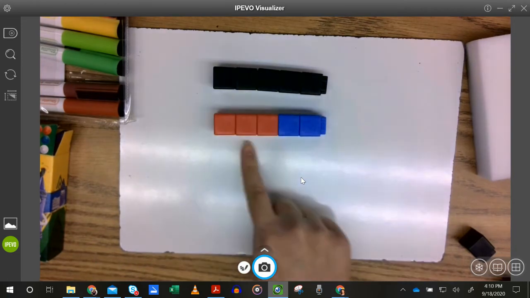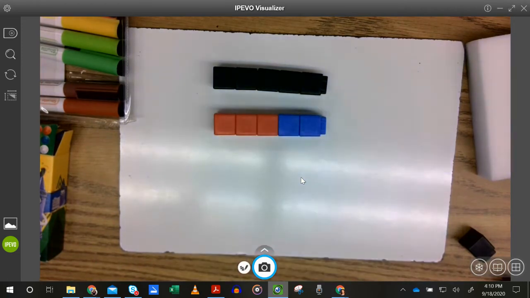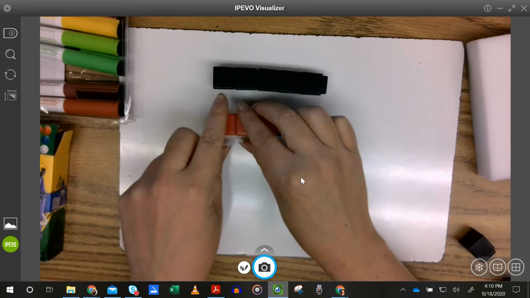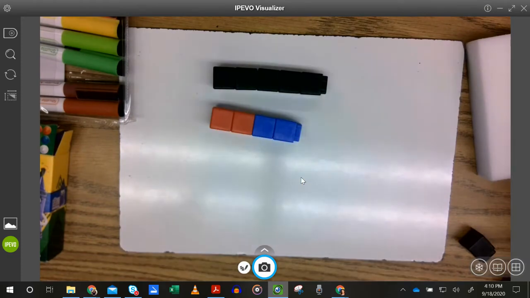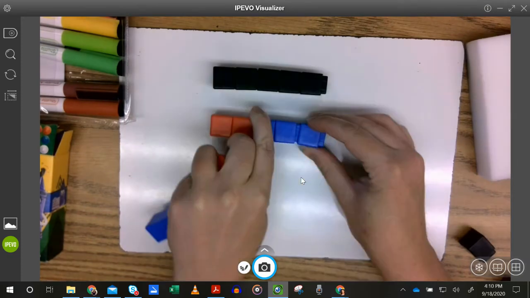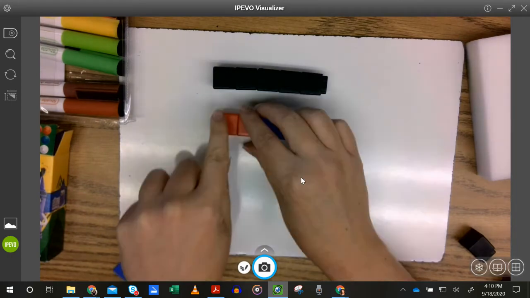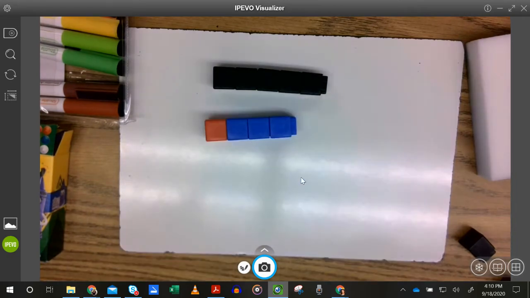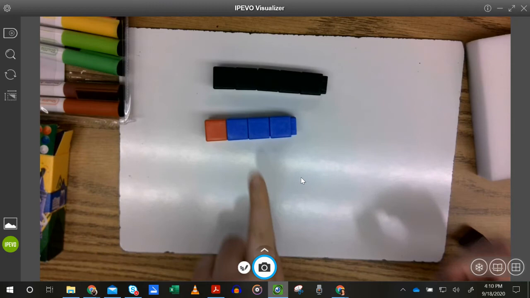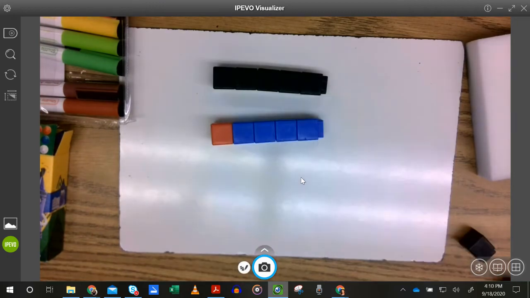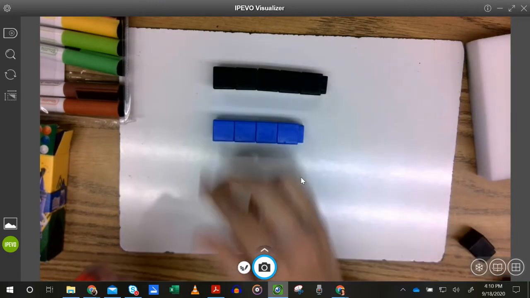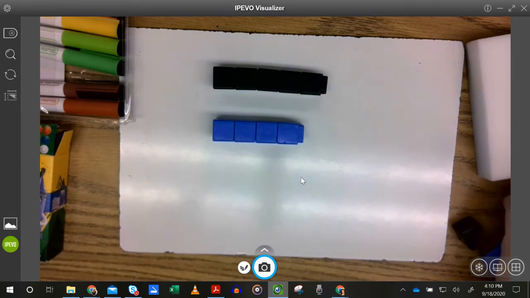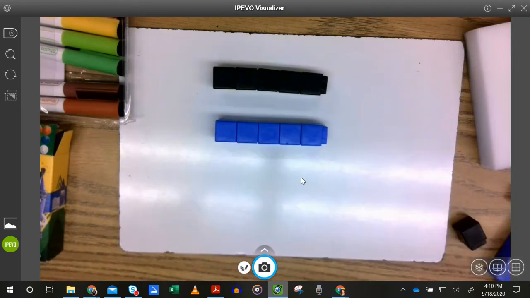So now I see 3 and 2 make 5. If I took away a red, I add a blue, and now 2 and 3 make 5. Continue the pattern, add another blue, 1 and 4 make 5, and finally I get back to 0 and 5 make 5. Well, we're going to see those same patterns when we're doing subtraction.